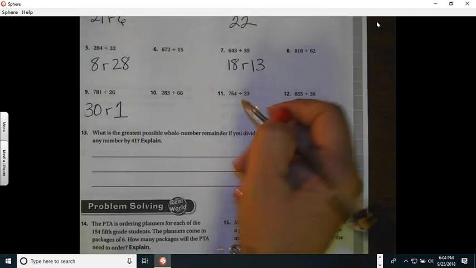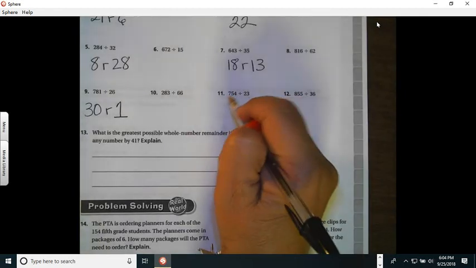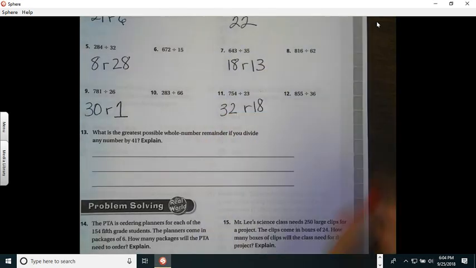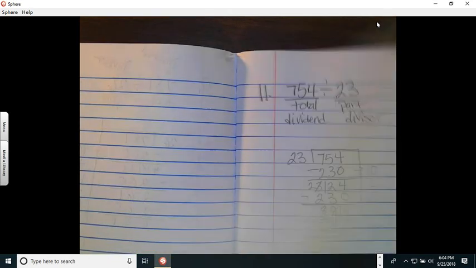So here the correct answer is, again, 32 with a remainder of 18. To prove to you that that is the correct answer, I'm doing 32 times 23. Okay, make sure that you find my answer. 32 times 23, 3 times 2 is 6, 3 times 3 is 9. Cross that out. 2 times 2 is 4, 3 times 2 is 6.